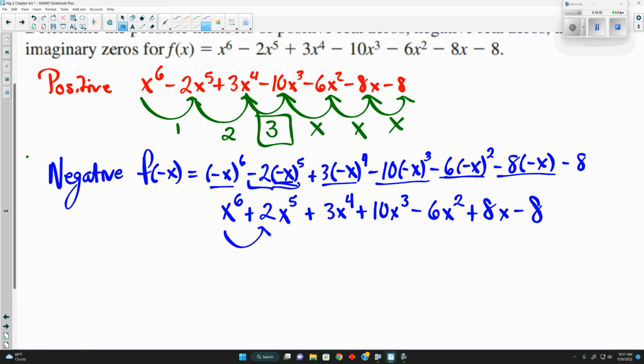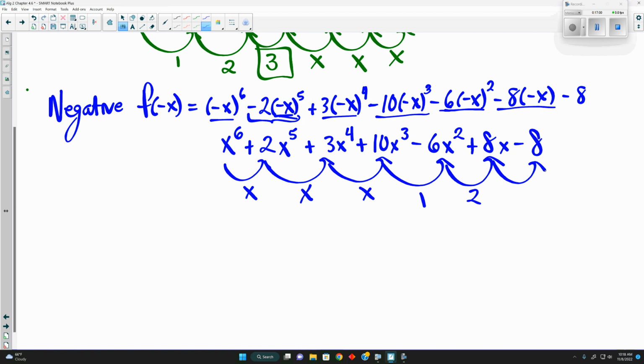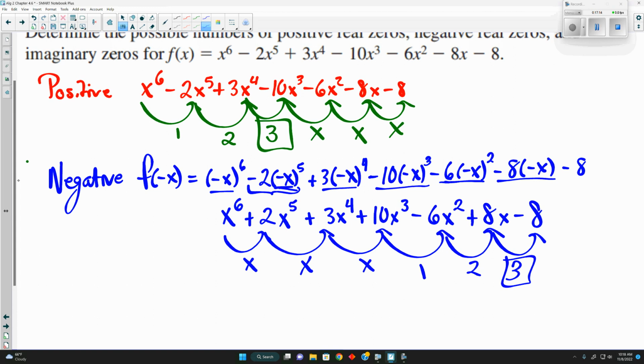Count the sign changes. So x to the 6th to x to the 5th, does the sign change? 5th to the 4th. 4th to the 3rd. 3rd to squared. So that's first one. Squared to x. So the most odd that we have is 3, yes? Or not odd, most negative we have is 3, yes? Okay. Any questions on what we've done so far?